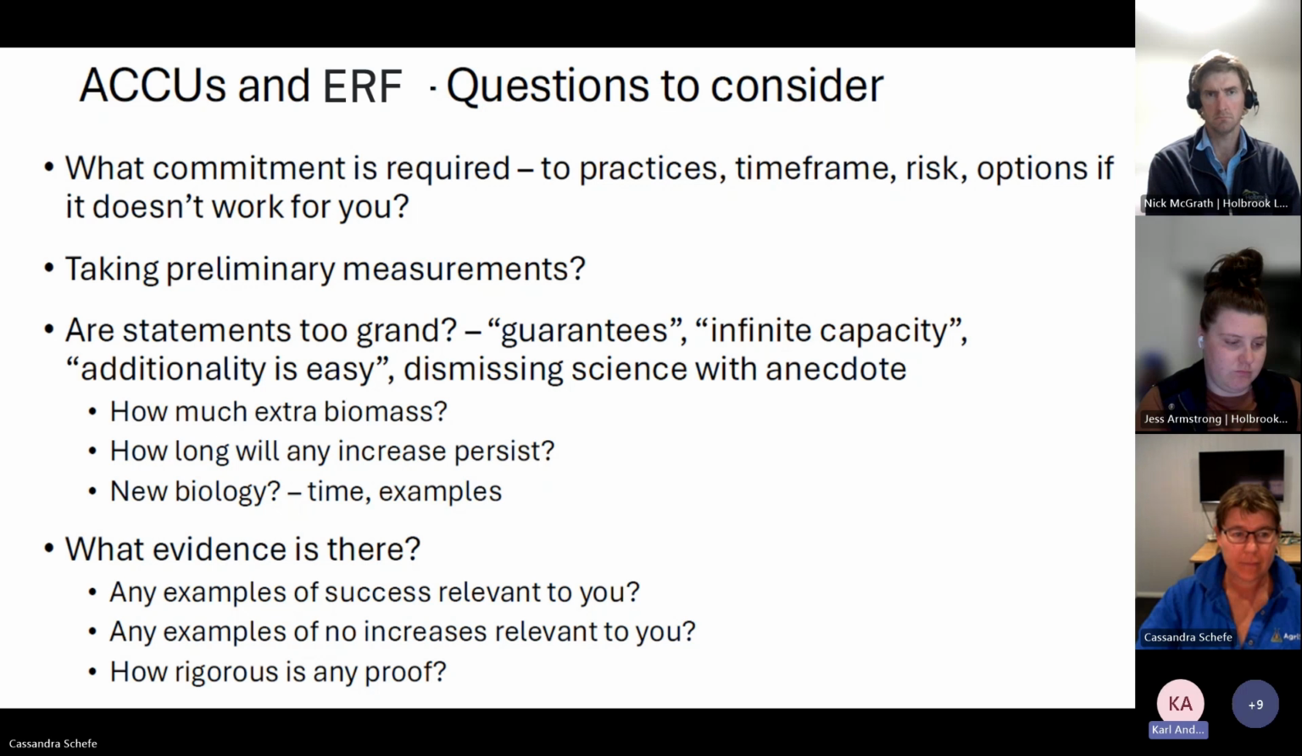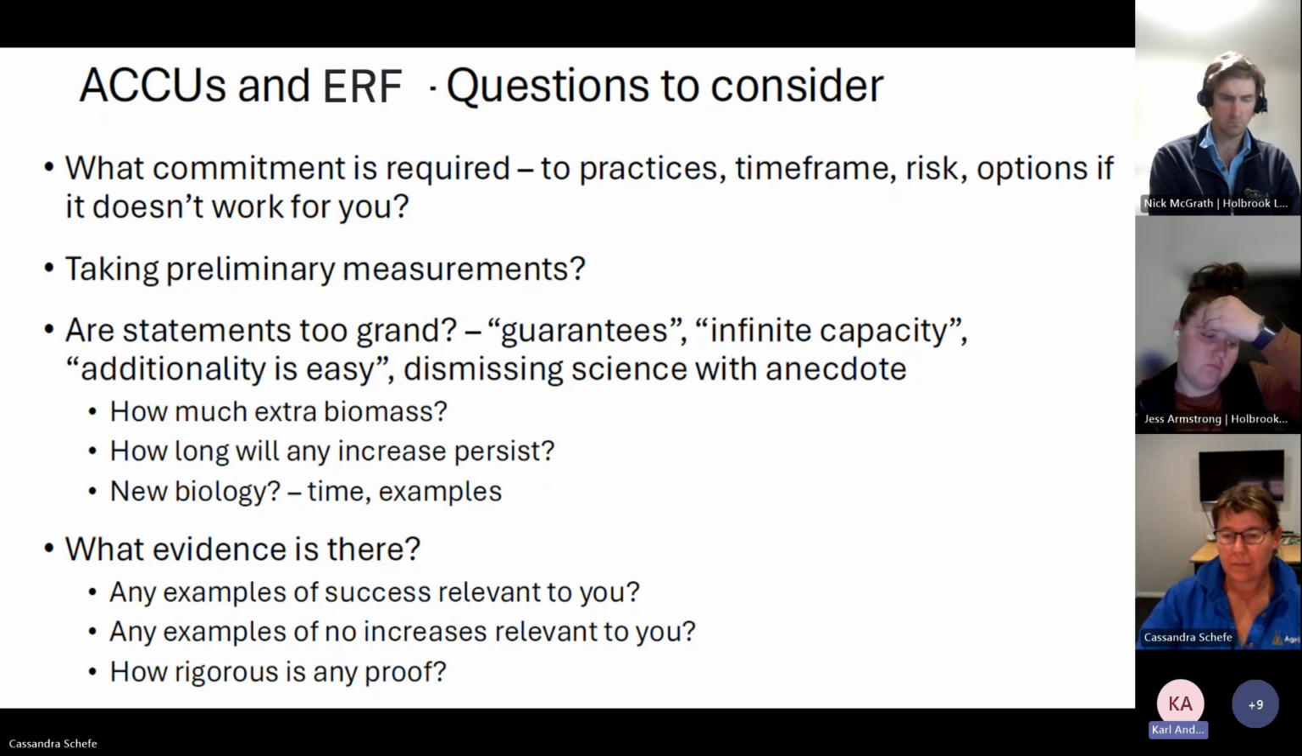The requirement on you is for how long you need to maintain those things, what flexibility is in there, and what options you have if they don't work for you.